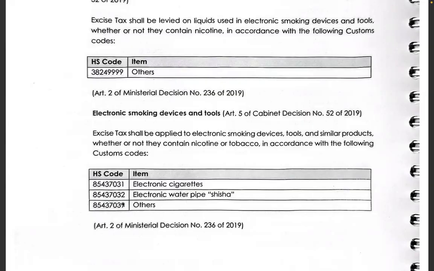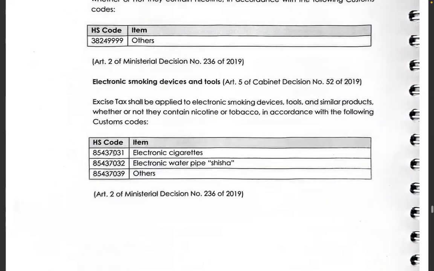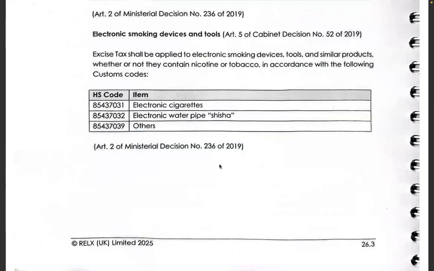These are the codes that are relevant. Goods falling within these custom codes will have excise tax applied. The first one is electronic cigarettes, electronic water pipe, shisha, and others. So that electronic water pipe is actually referred to as shisha. This is Article 2 of Ministerial Decision number 236 of 2019.